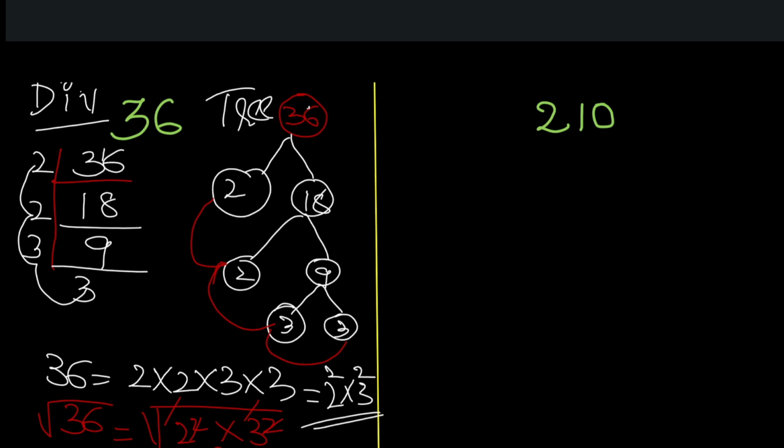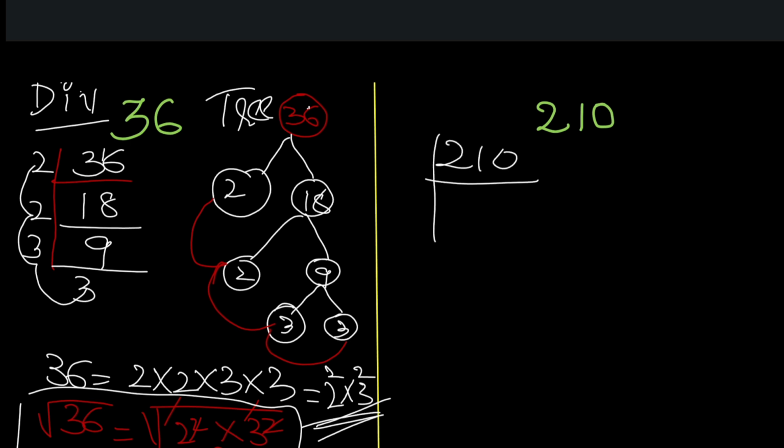Okay, this method I have explained to find out the square roots or cube roots. Okay, up to here the answer. Next we'll solve 210. You can solve by any method, tree method or division method. You will get the same answer. I think the easy method is division method. Let's go for division method.